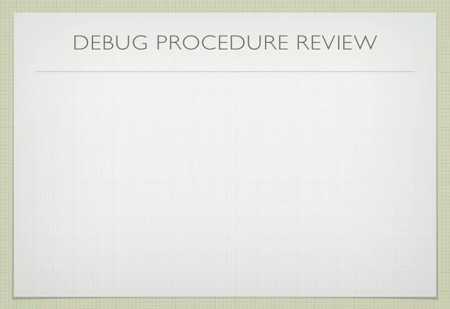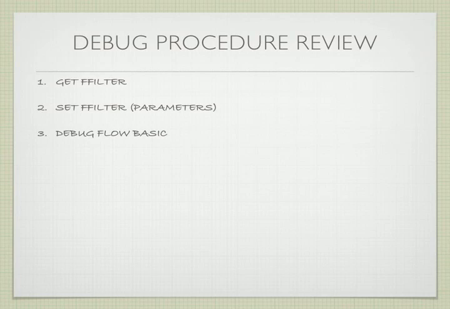We'll take a quick look again at the steps in running debug flow basic. You first need to get any flow filters that are in operation and remove them if they don't apply to the troubleshooting you're going to do. Then you need to set your flow filter for the traffic that you need to capture and observe. Then you need to enter debug flow basic. Clear the current buffer so that the new traffic you send in here is the first traffic you see. Send the traffic you want to capture.